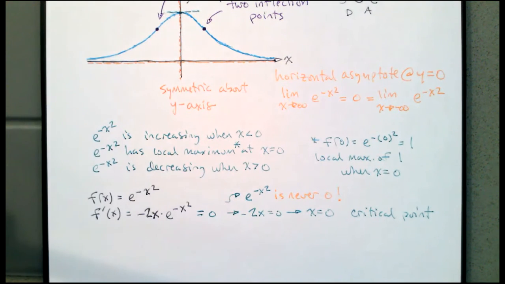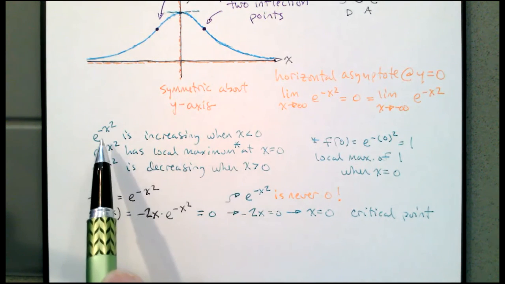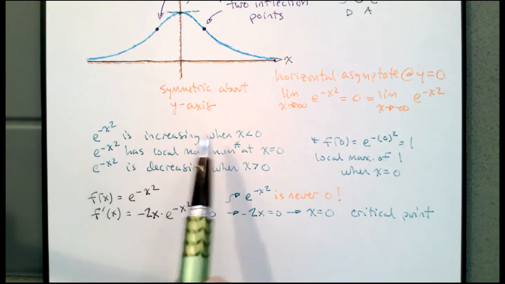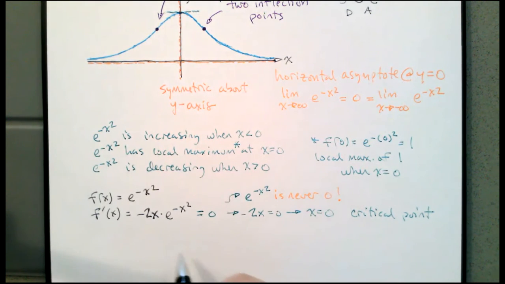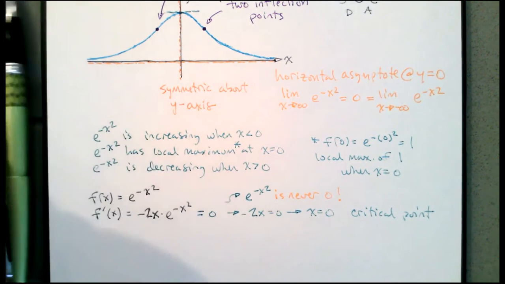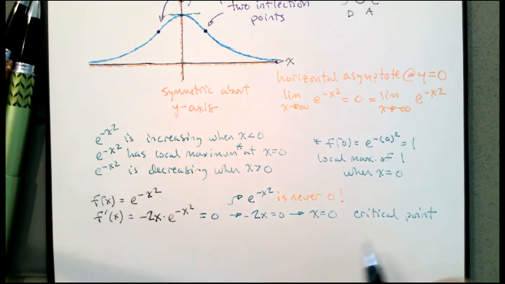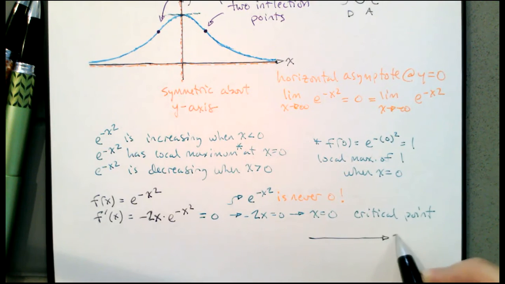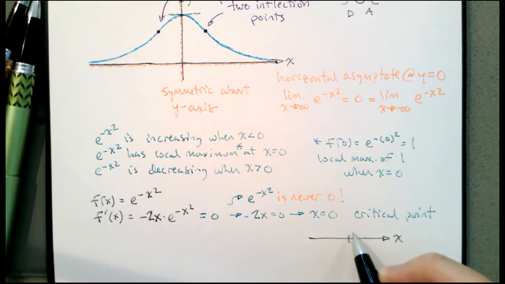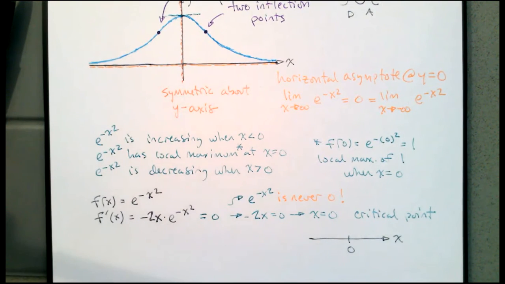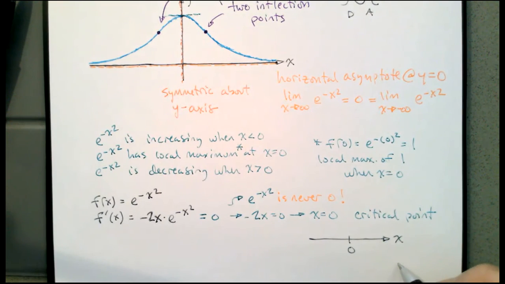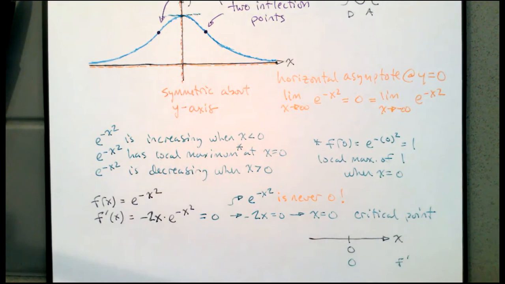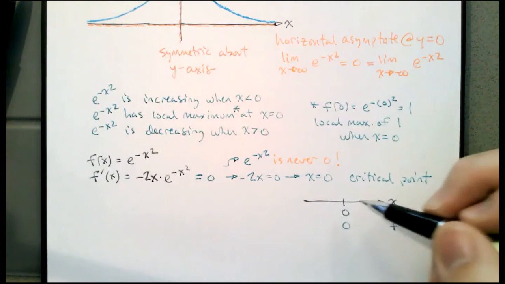So there's other things that we see. We can see that the function is increasing when x is less than 0 and decreasing after that. So if I draw a number line with my critical point on it, I'll draw my number line x with my critical point when x is equal to 0, f prime is equal to 0. And so this is dividing the number line into two halves, below 0 and above 0.